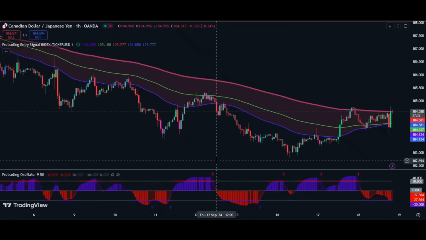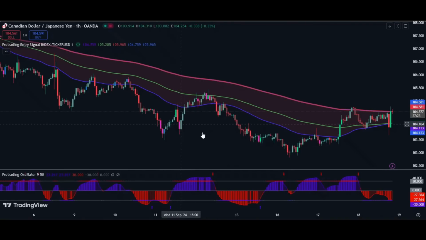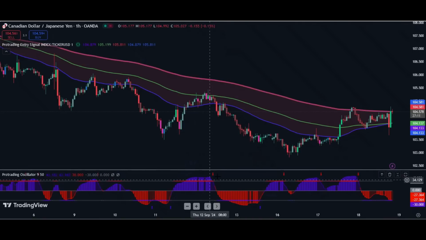The pro trading oscillator is the indicator that gives us a crystal clear buy and sell signal. So whenever this indicator gives us a buy or sell signal, we see it as a clear point for us to enter the market. On this indicator, you can see here you have this red arrow pointing down. This is the point where the indicator is giving you a sell signal.